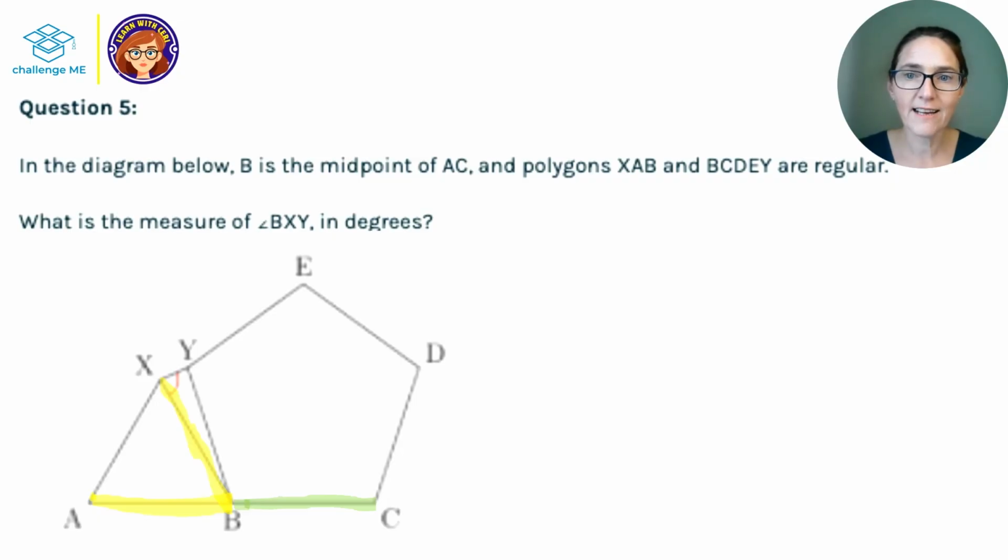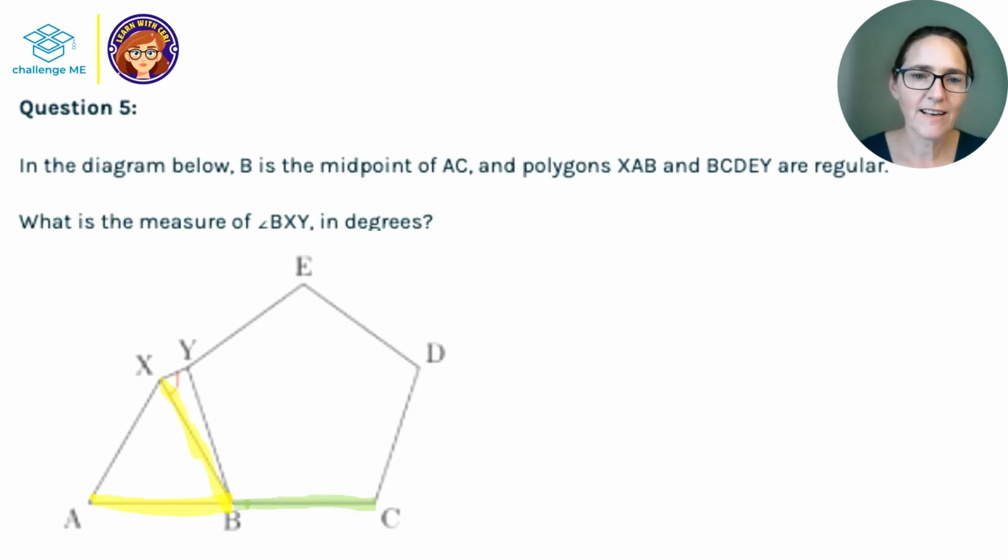Well, regular is telling us that the triangle is an equilateral triangle, because regular means that all the angles and side lengths are the same. But because we've got B being the midpoint of AC, then the fact that the pentagon is regular as well tells us that the yellow highlighted lines there and the green highlighted lines are equal.